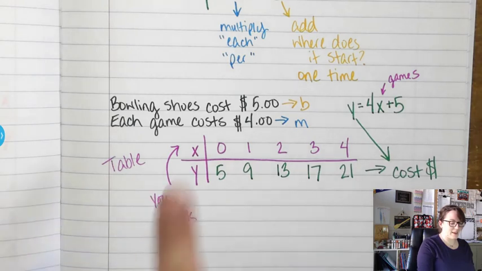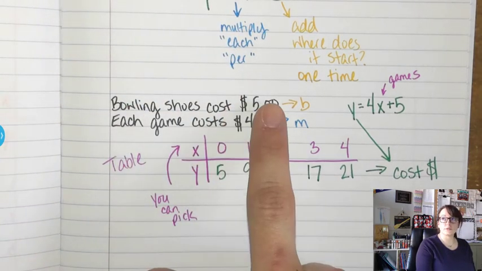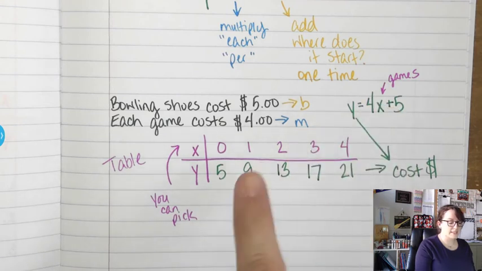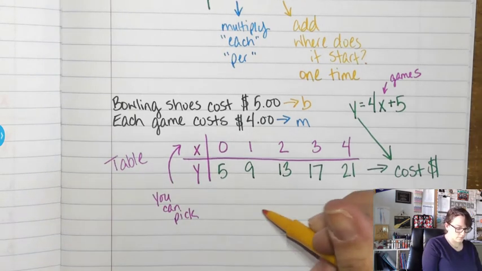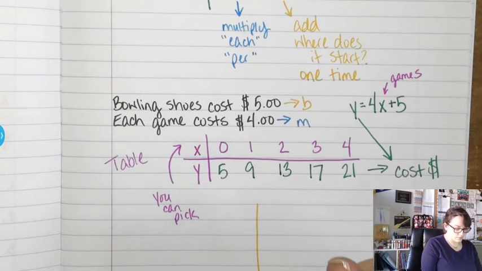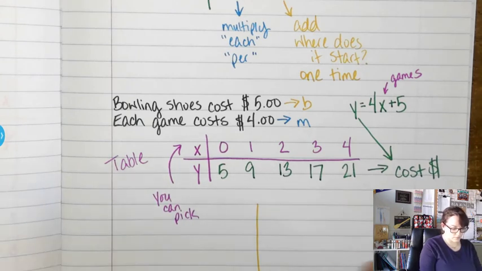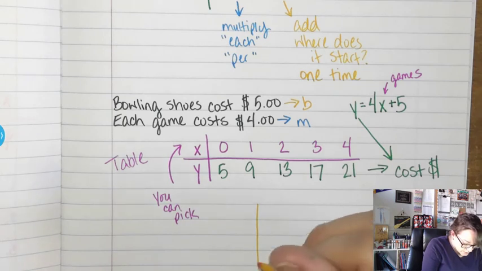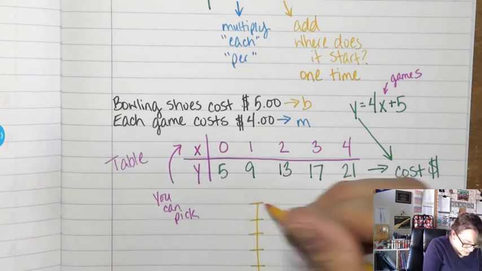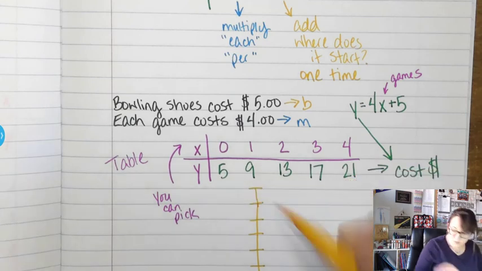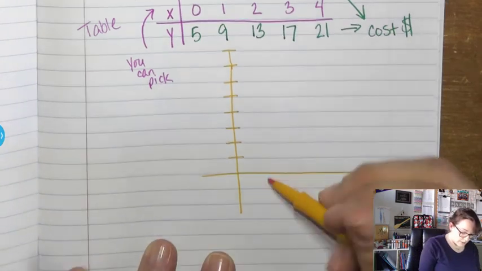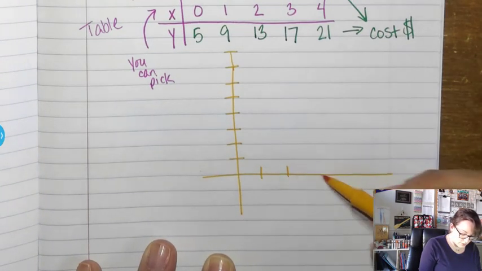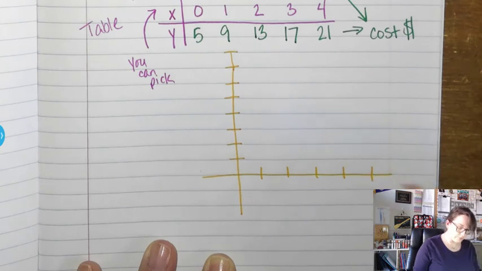Now, I had this situation. I wrote the equation. I made a table. Now I could make a graph. I'm going to count by 2s: 4, 6, 8, 10, 12, 14, 16. And then 0, 1, 2, 3, 4.